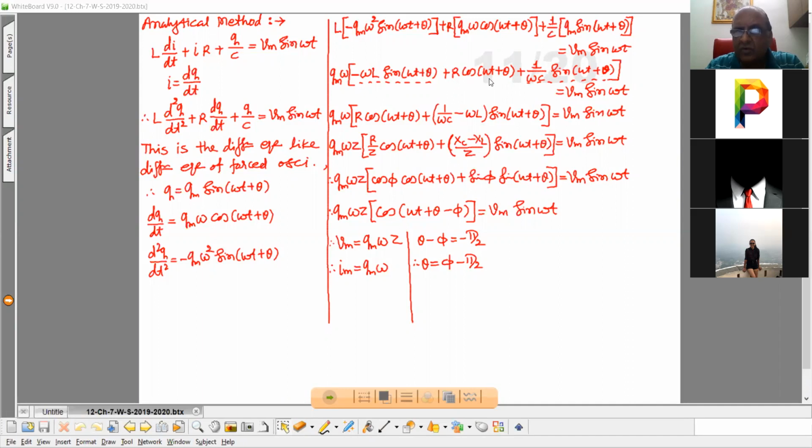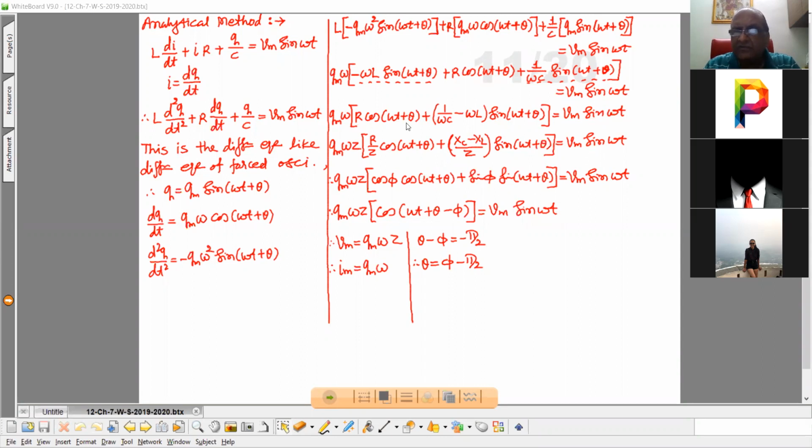R cos(ωt + θ) is written first. Then, from the remaining two terms, sin(ωt + θ) is taken common. So we can write (1/ωC − ωL) sin(ωt + θ), and that is equal to Vm sin ωt.